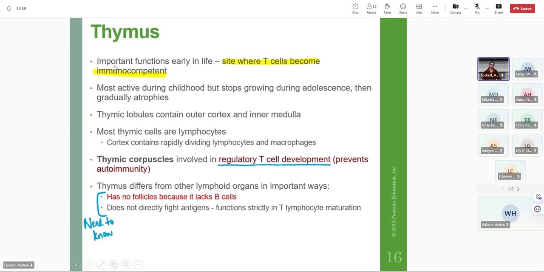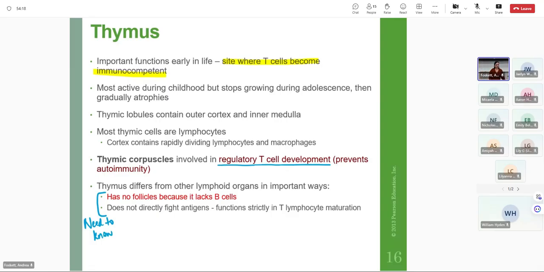So again, I'll spend about 20-25 minutes talking about immunocompetence next week and what that really means. And that's basically an education process that needs to happen for those T cells to become immunocompetent so they can recognize that foreign antigen and then mount an immune response against it. That is happening in the thymus, okay?